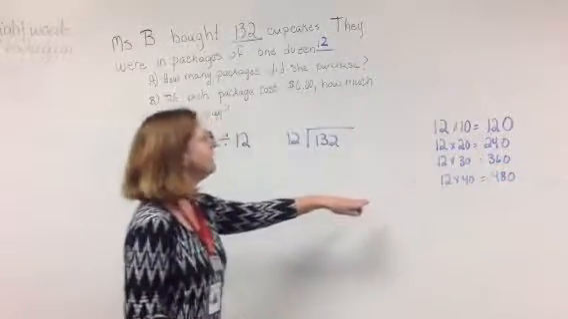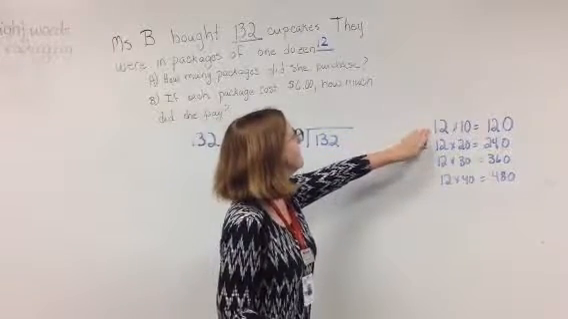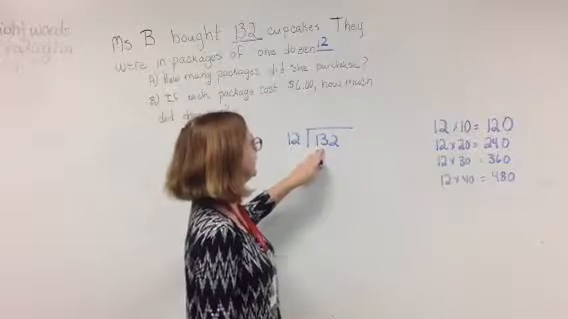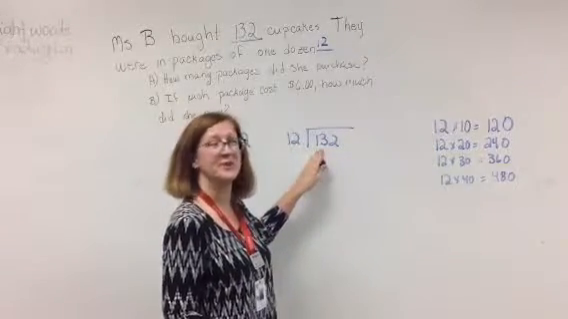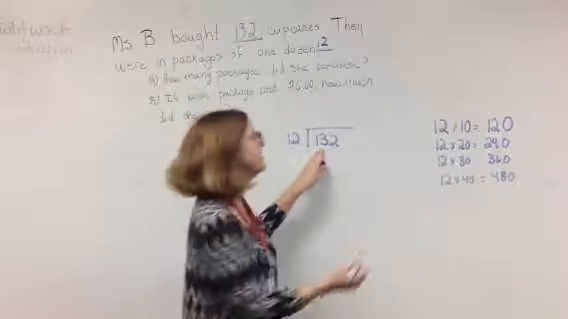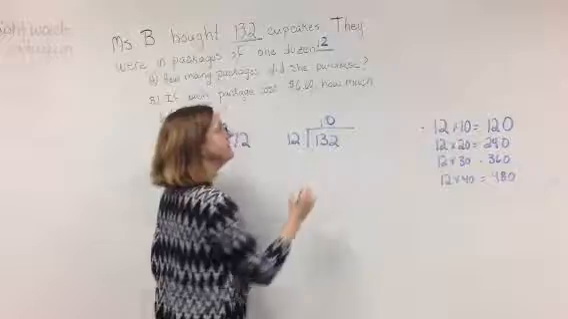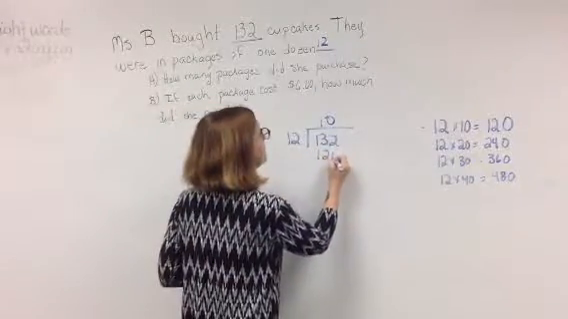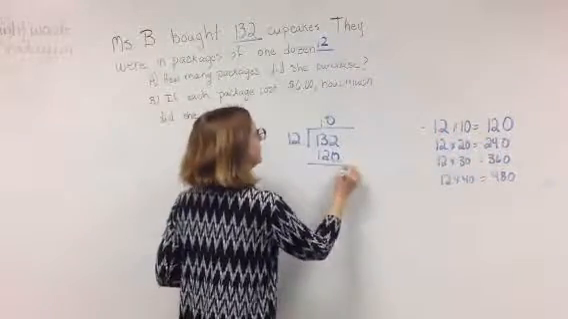And I'm going to stop there because I can see that 120 is less than 132, but 240 is greater than 132. So I can't use that number. So I'm going to use my 10. I'm going to put my 10 here as my partial quotient, and I'm going to put 120 here because that's what 10 times 12 is, and I'm going to subtract.